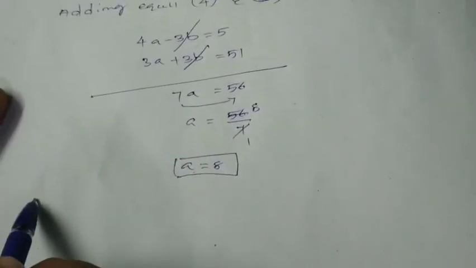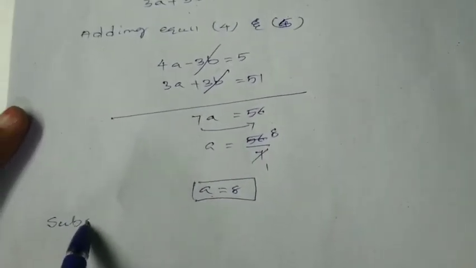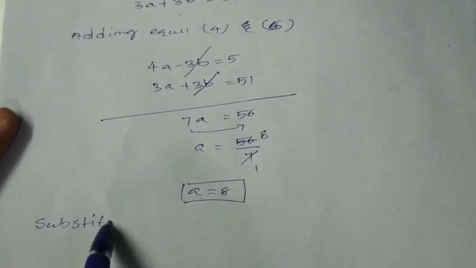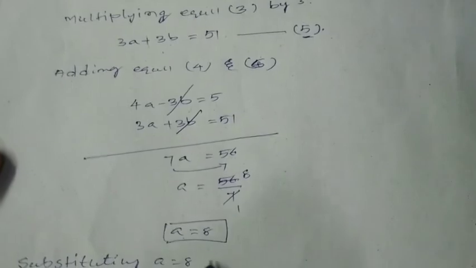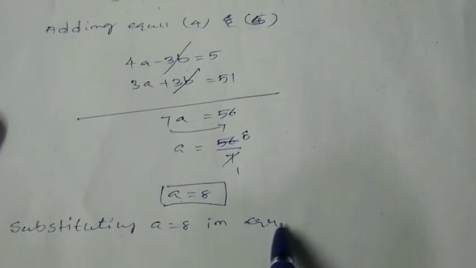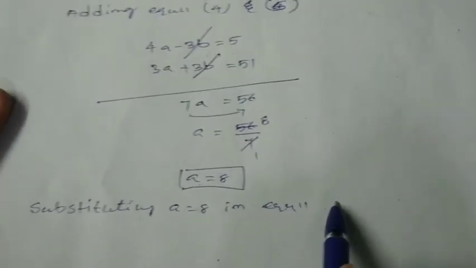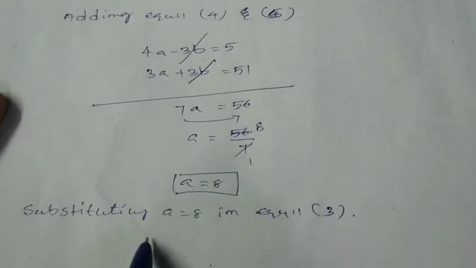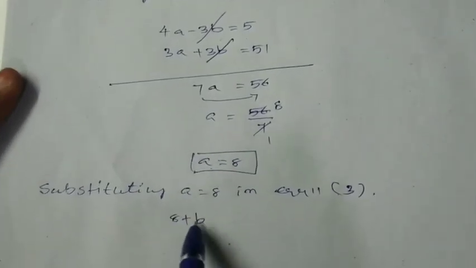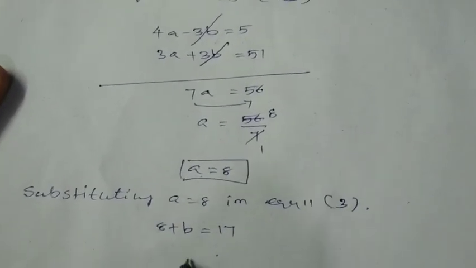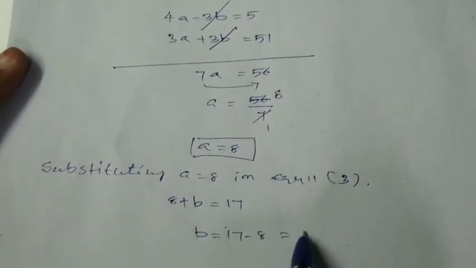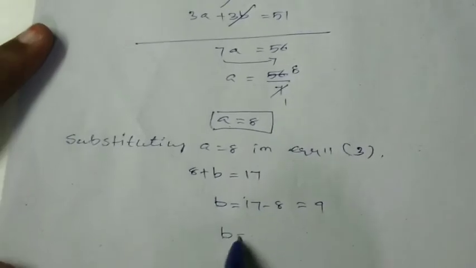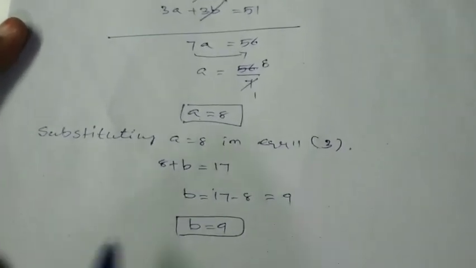So this a value substitute in equation 3 and 4 will get the value of b. Substituting a equals to 8 in equation, which equation? Third equation we are going to take. A plus b, 8 plus b is equals to 17. b equals to 17 minus 8 is equals to 9. b equals to 9.